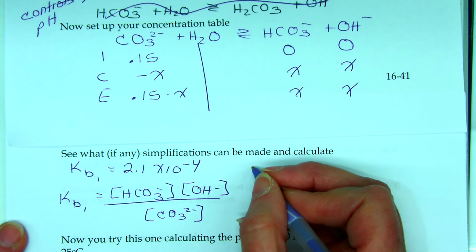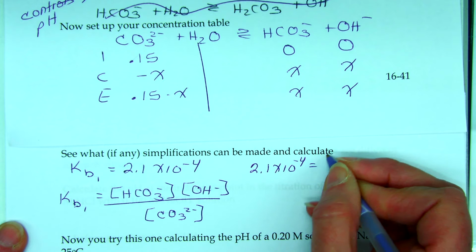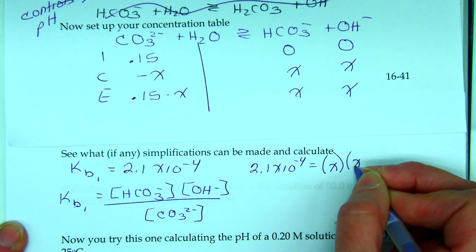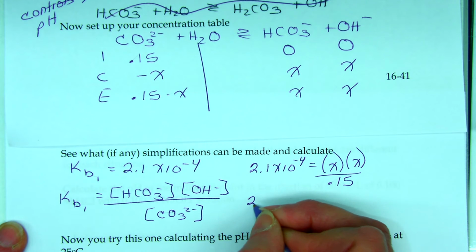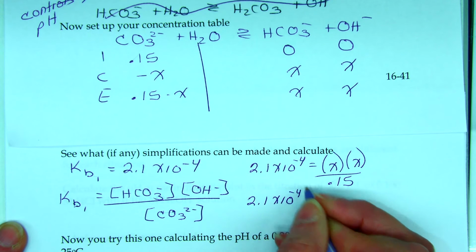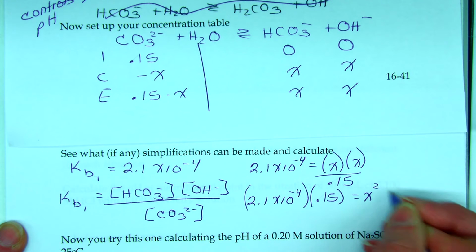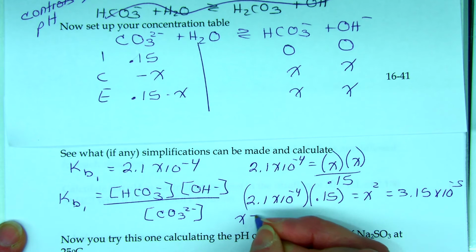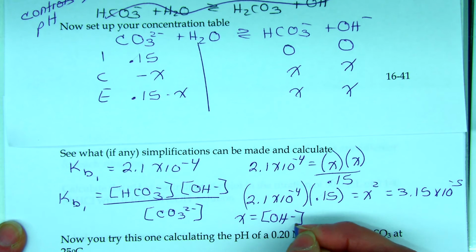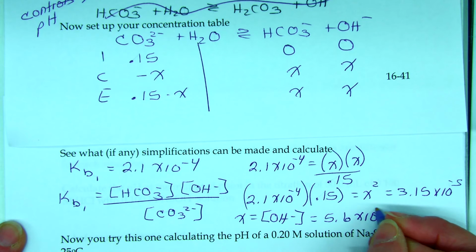So I plug in my numbers. 2.1 times 10 to the negative 4th, my Kb1, is equal to x times x divided by 0.15 molar. So 2.1 times 10 to the negative 4th times 0.15 is equal to x squared, which is 3.15 times 10 to the negative 5th. x is representing hydroxide concentration, and that is equal to 5.6 times 10 to the negative 3rd molar.